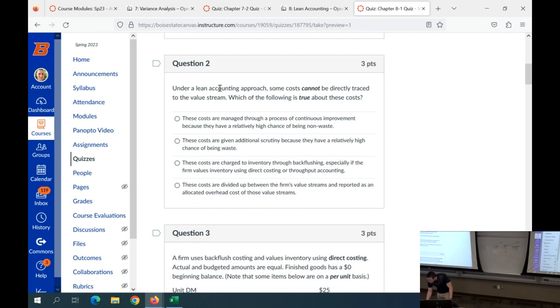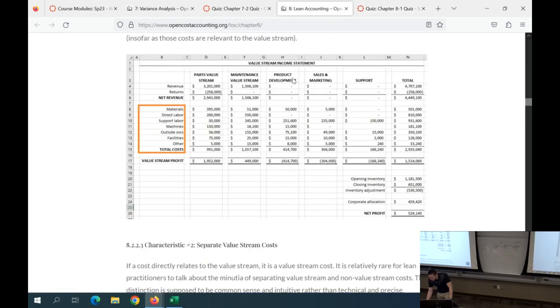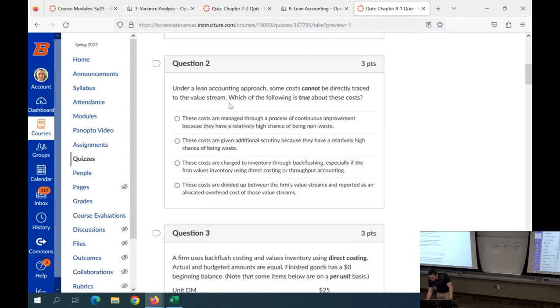Under a lean accounting approach, some costs cannot be directly traced to the value stream. Okay, remember, they cannot be directly traced, meaning they're in one of these columns perhaps. That's probably what we're going to be asked about. Which of the following is true about these costs? Ooh, there is one phrase that's in these choices that I did not use that I should use. It's in the textbook, but I'll use it here in a second.